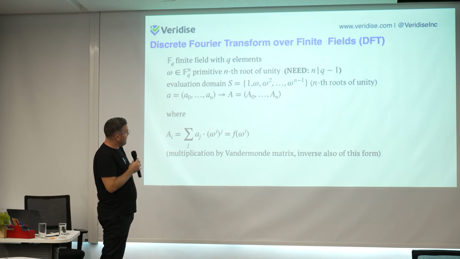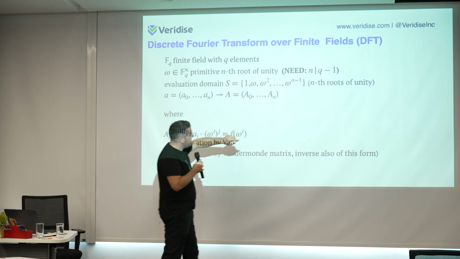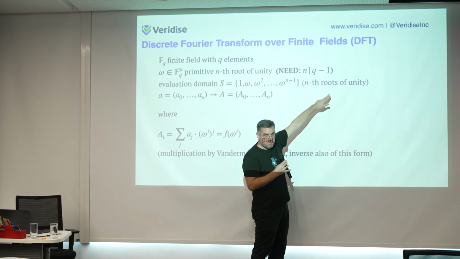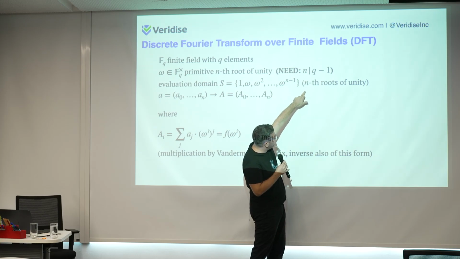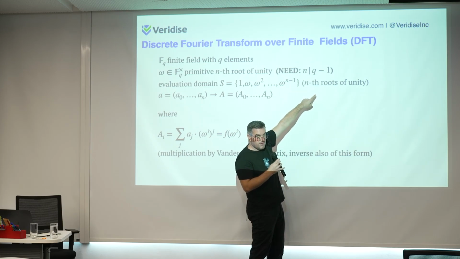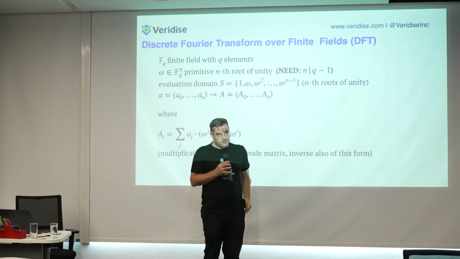But then, if you want those roots of unity to exist, you get a condition that this n should divide q minus 1. This is a basic fact from algebra. If you want the nth roots of unity to be defined over the finite field you're working with, you need that this condition is satisfied. And this puts some serious restrictions on which finite fields you can work with.